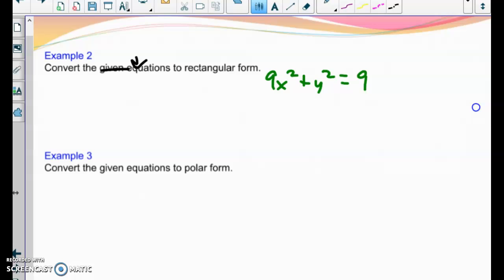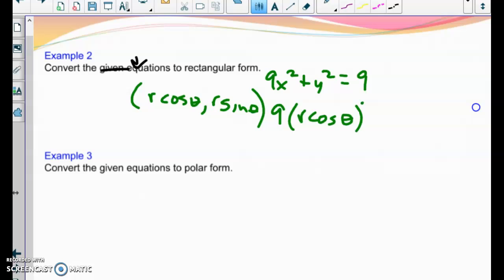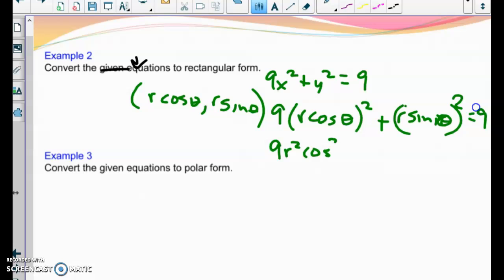And we also know that our cosine theta and our sine theta are our x and y. So if I do a little bit of substitution here, I get 9 times the quantity r cosine theta squared plus the quantity r sine theta squared equals 9. And if I rewrite that as 9r squared cosine squared theta plus r squared sine squared theta equals 9.